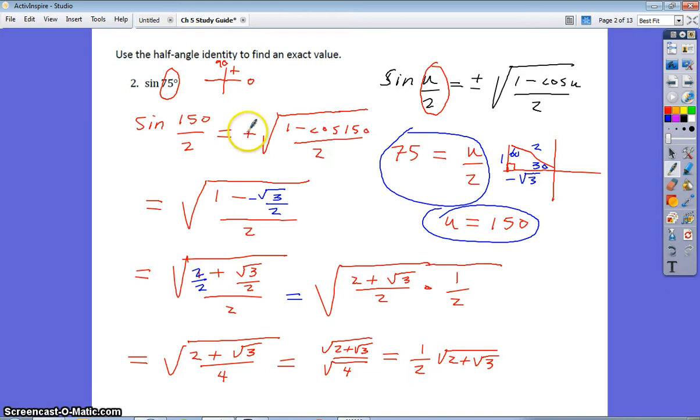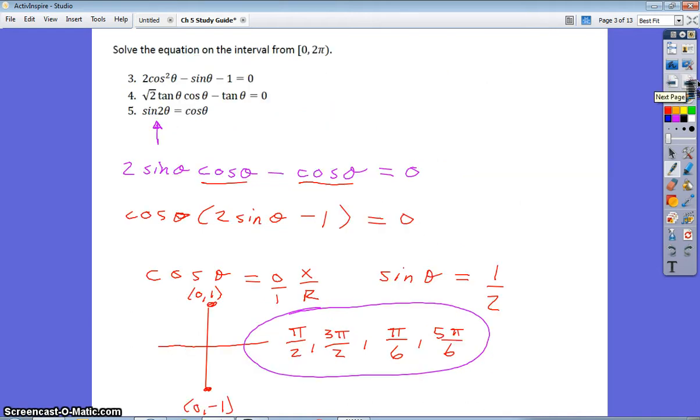I used the plus instead of the minus because we're finding the sine of 75, and the ratio of sine in the first quadrant is positive. I ended up simplifying to get 1/2 times root 2 plus root 3. Alright, let's see what we have for the next one. I'll talk about number 5 and then I'll jump back and do number 3 and 4 with you.